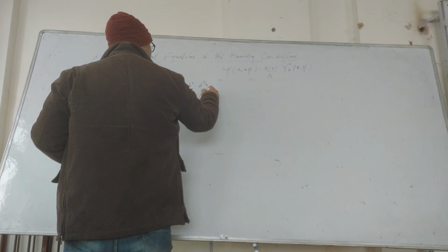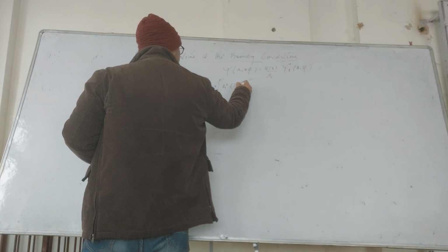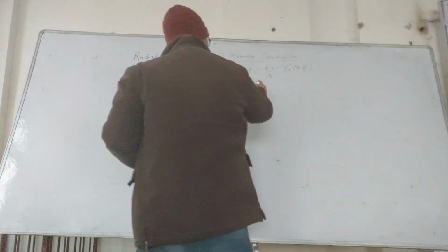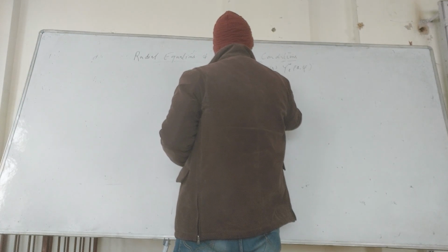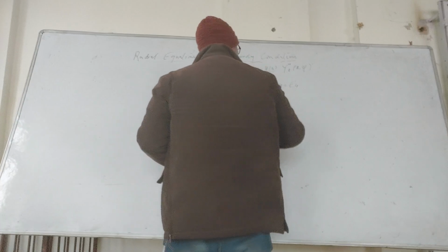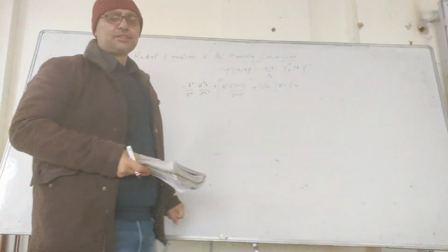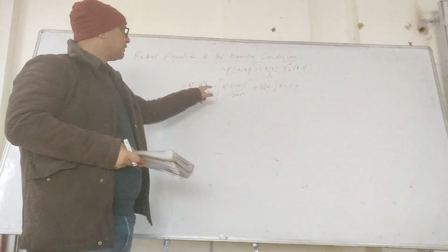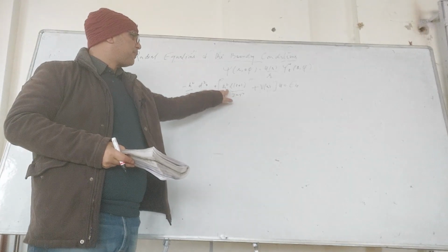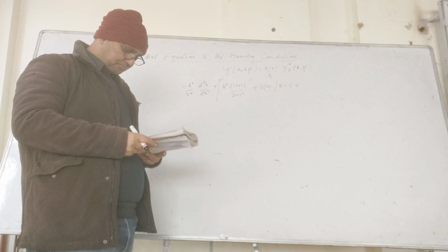And the radial function must satisfy an equation like this: minus h bar square by 2m d2u by dr square plus h bar square l into l plus 1 by 2m r square plus v of r is basically u. So we have basically reparameterized in terms of u, and these are the different eigenvalues which correspond to different eigenfunctions that we found.